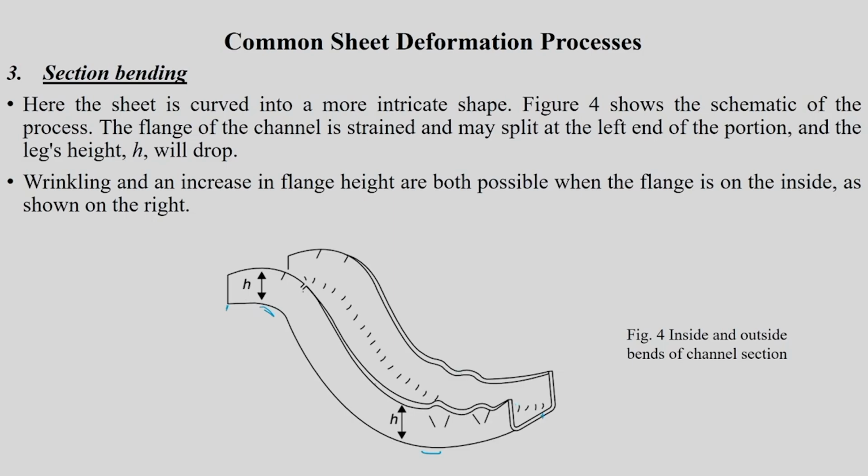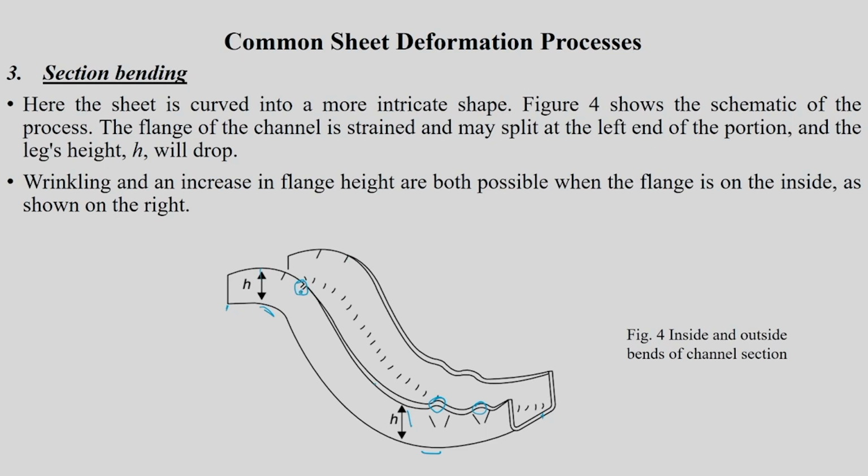As referred to in the schematic, there is a small fracture here and a lot of wrinkles here, and because of that this height is going to be lesser than this particular height. So the sheet is curved into a more intricate shape. It shows the schematic of the process. The flange of the channel is strained and may split at the left end of the portion, and the leg height h will drop. That is what I was telling you.